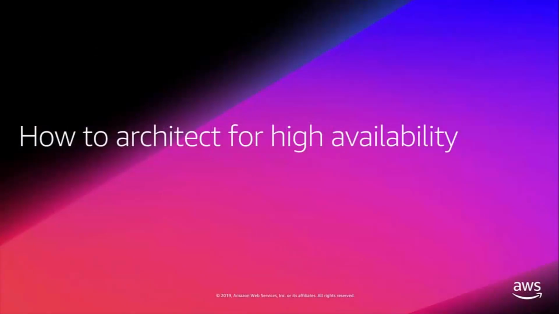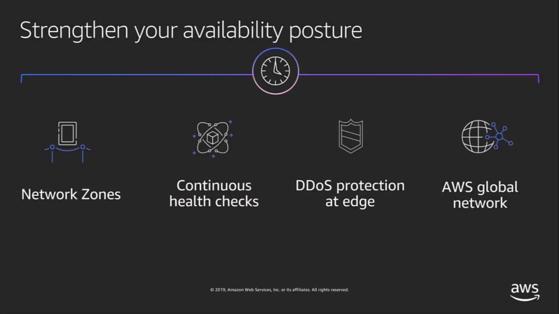Let's now look at how to architect for high availability with Global Accelerator. You can strengthen your availability posture with Global Accelerator in multiple ways. The first one, as we mentioned, is the network zones. I'll describe that in a second. Then there are the continuous health checks that Global Accelerator uses. These are basically Route 53 health checks that we ingest or you can create via Global Accelerator. The traffic that flows through Global Accelerator is also processed by AWS Shield, our managed DDoS protection service at the edge, and you get the benefit of having your traffic go over the secure and highly redundant AWS Global Network.